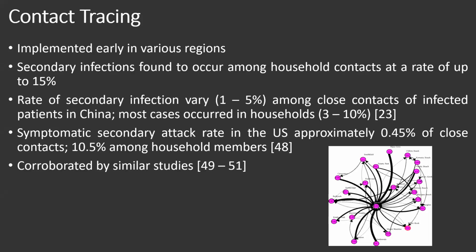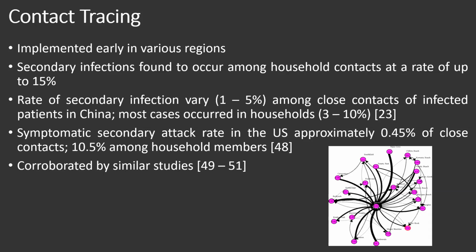So in light of these clusters, we know that contact tracing was implemented in early stages of the COVID-19 epidemics present at various locations, which suggested that most secondary infections were among household contacts, with a secondary attack rate of up to 15%. And based on a joint WHO-China report, the rate of secondary COVID-19 infection in various locations ranged from about 1 to 5% among tens of thousands of close contacts of confirmed patients in China, where most of these cases occurred within households, with an in-household secondary attack rate of 3 to 10%.